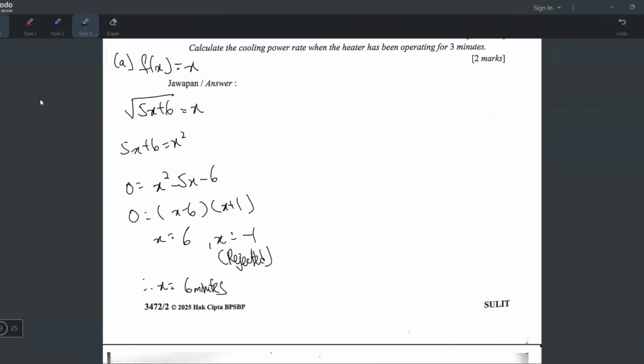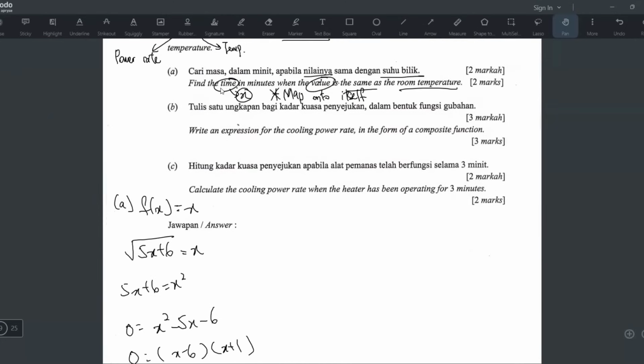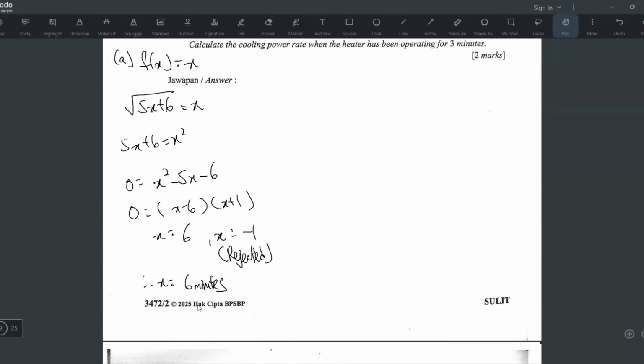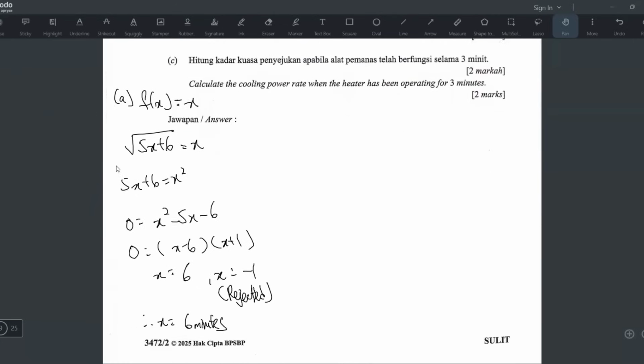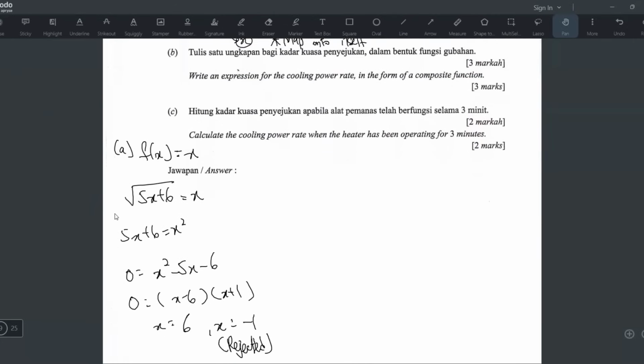So did we answer the question? Yes, because they asked for time in minutes when the value is the same. So it's 6. Because when it's 6 minutes, that's when the temperature is also 6. That's the answer. Okay, now we can do B already.